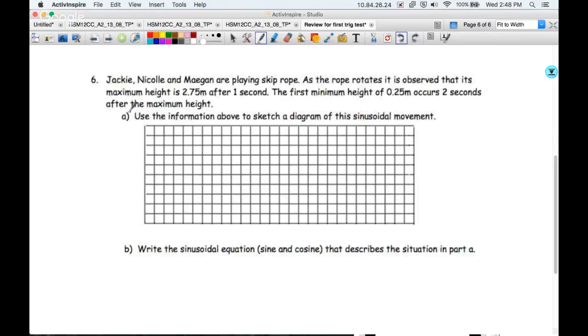So these 3 girls are skipping rope. As the rope rotates, it is observed that the maximum height is 2.75 meters after 1 second. The first minimum height of 0.25 occurs 2 seconds after the maximum height. So let's just put time down here. I'm going to count by 4s. 1, 2, 3, and then 1.